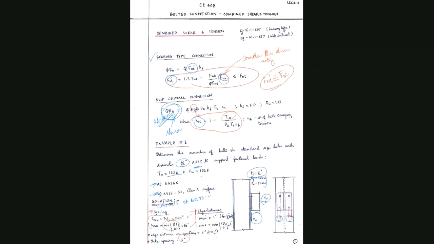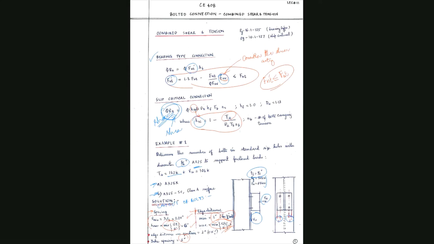Now, in this case, the edge distance has been given to you. So what you just have to do is make sure that it is within the limits. For a 3/4 inch bolt, the minimum edge distance is 1 inch, and the maximum edge distance is the minimum of this one. What has been taken in the question is 2 inches. So it is within the limits, which means it's okay.